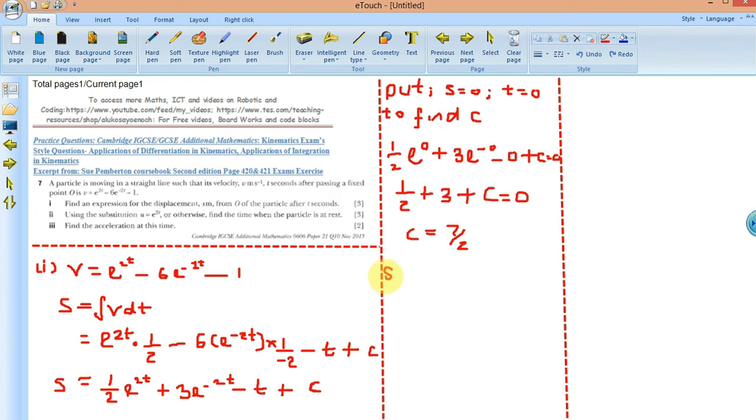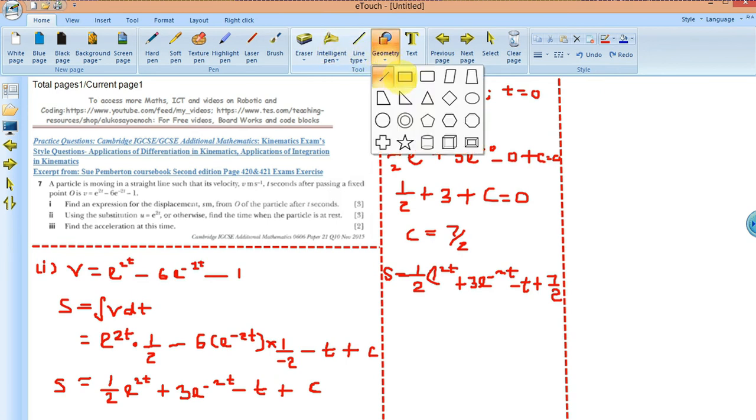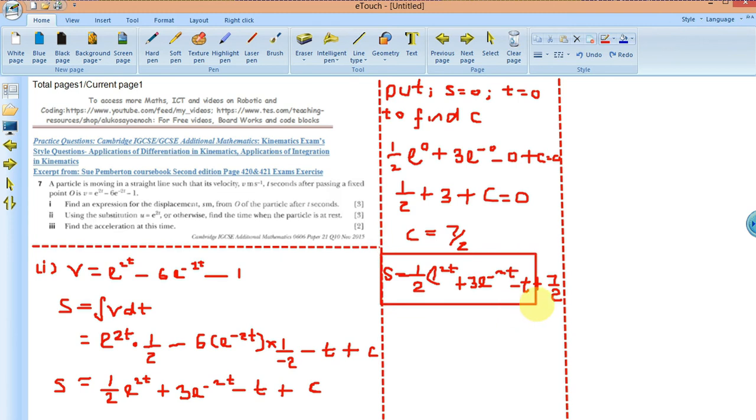So the final expression for the displacement is now half exponential 2t, plus 3 exponential minus 2t, minus t, plus 3.5, if you don't mind. That's 7/2, let me just write that 7/2. So that's the solution to that question. Let's go ahead and put it in a rectangle. So this is the expression for the displacement, guys.